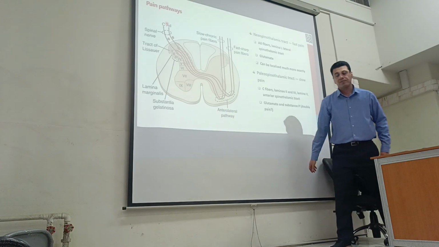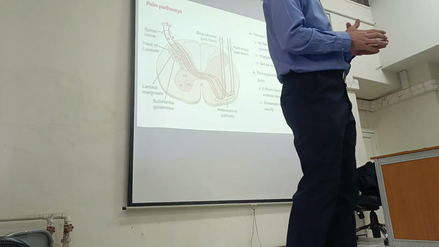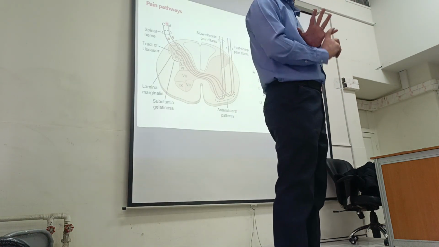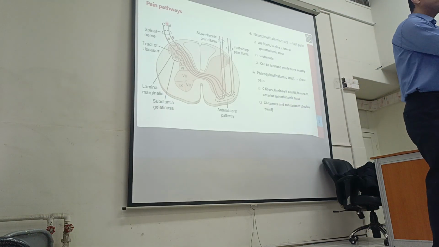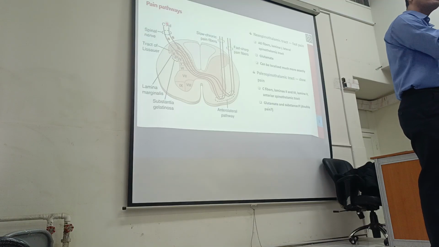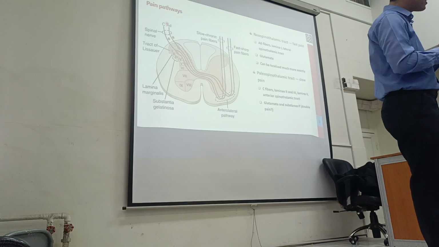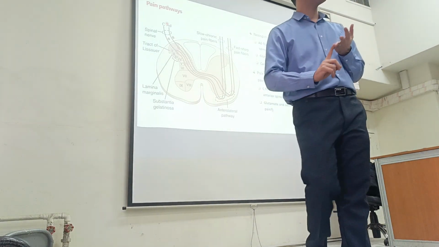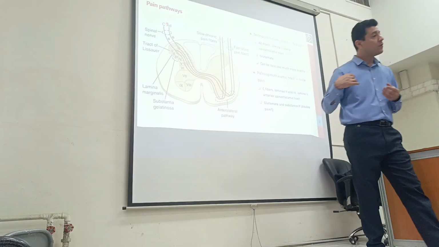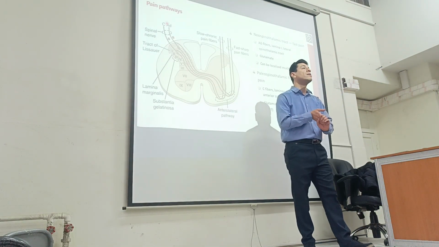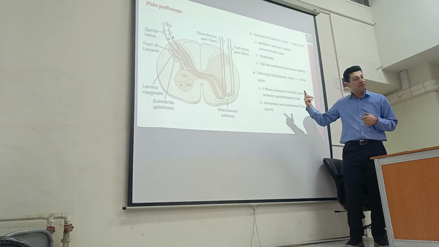Pain pathways. Remember that for somatic sensations, we have two pathways in the spinal cord, DCML system and anterolateral system. I talked about this before, right? So pressure, touch, vibration, position are transmitted through DCML system, but sensations like pain, temperature, itch, tickle, sexual sensations are transmitted through anterolateral system. Another name is spinothalamic, right?